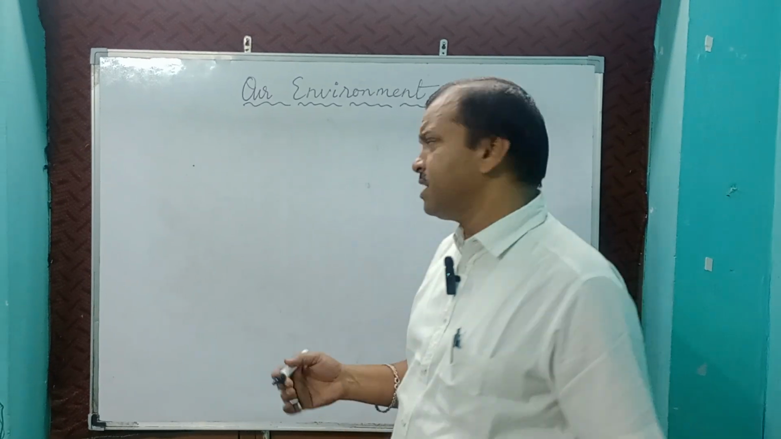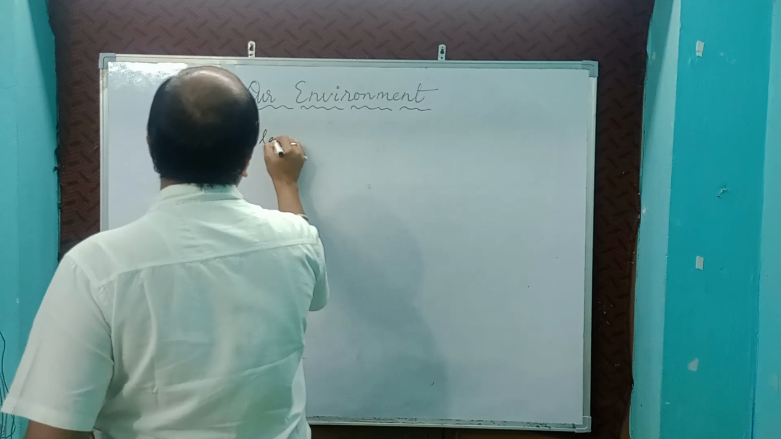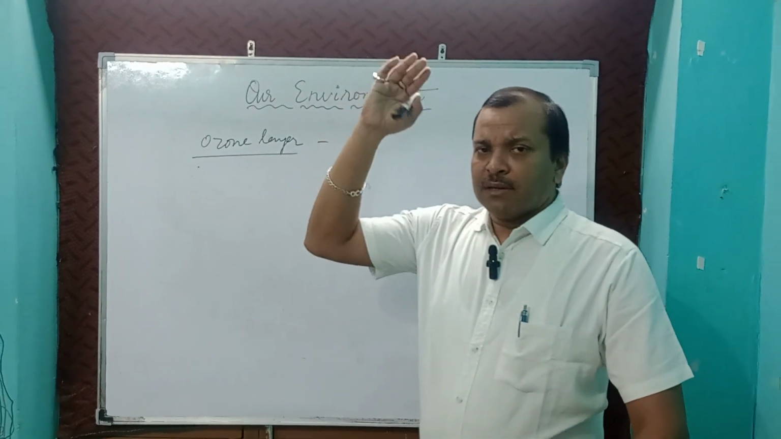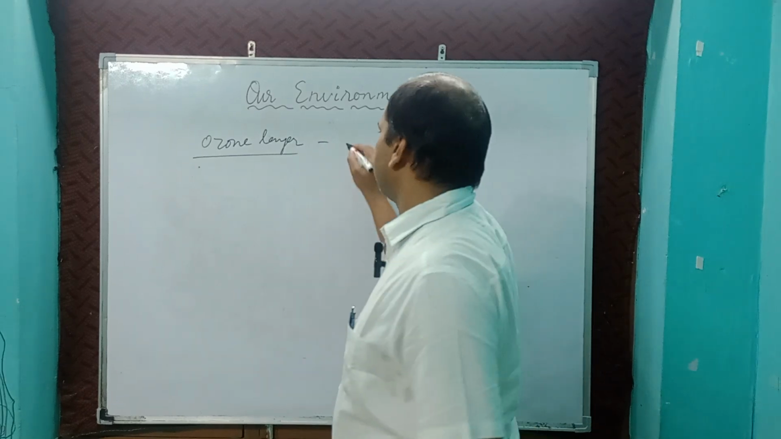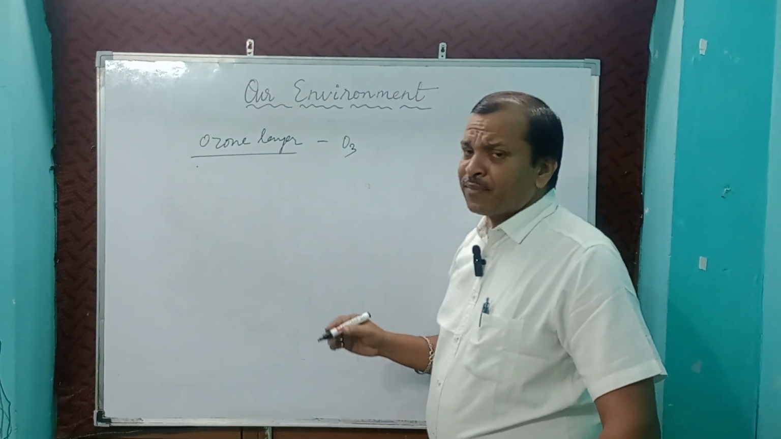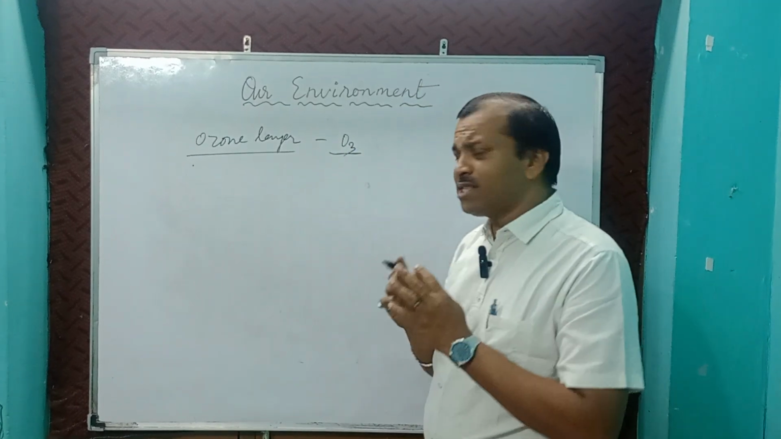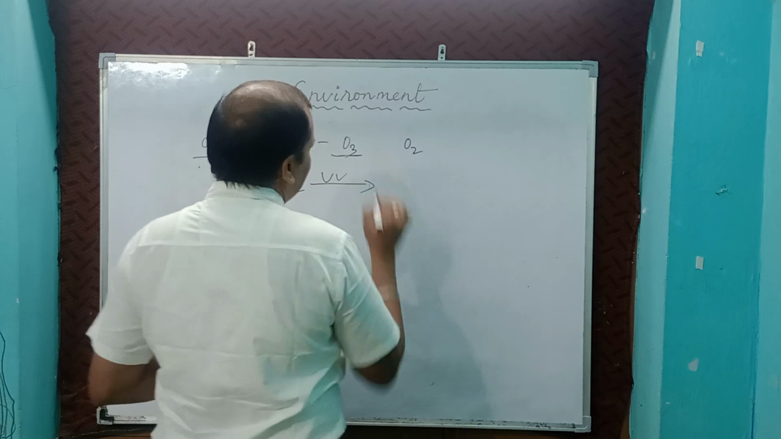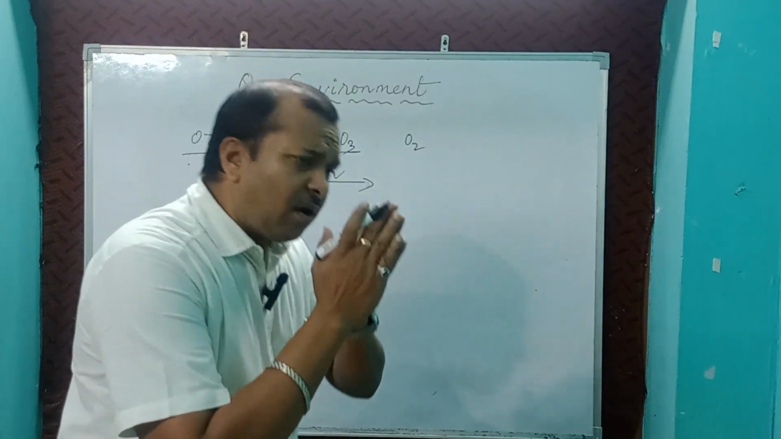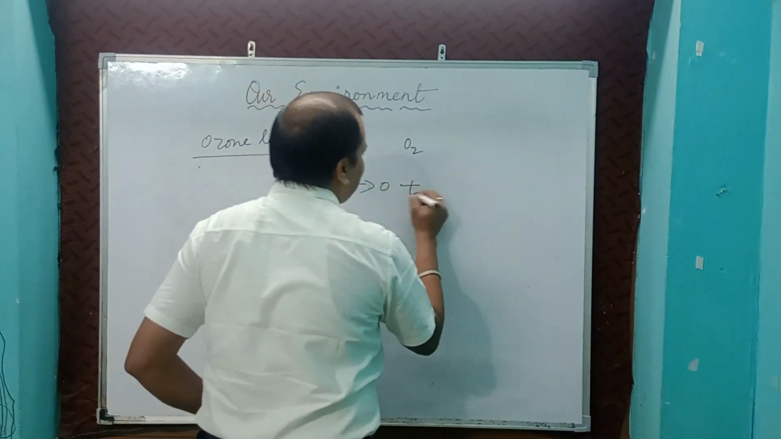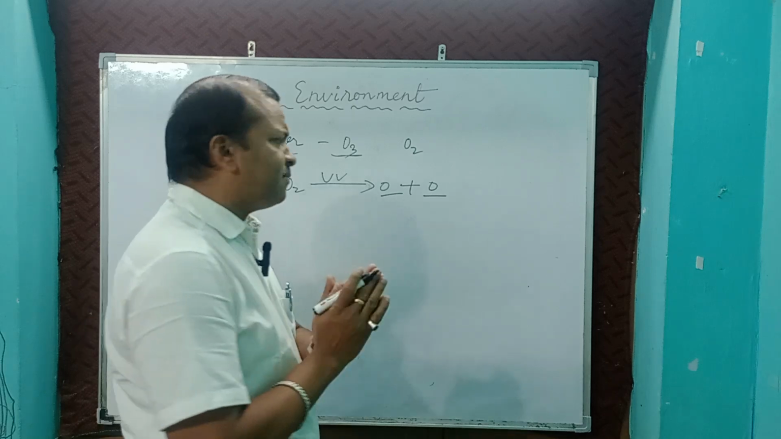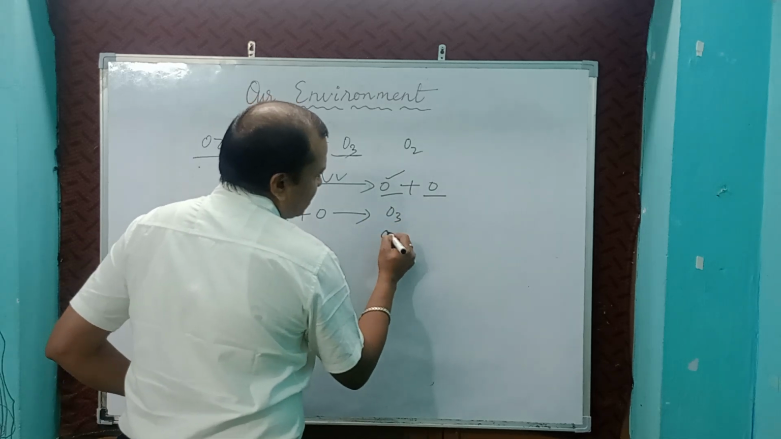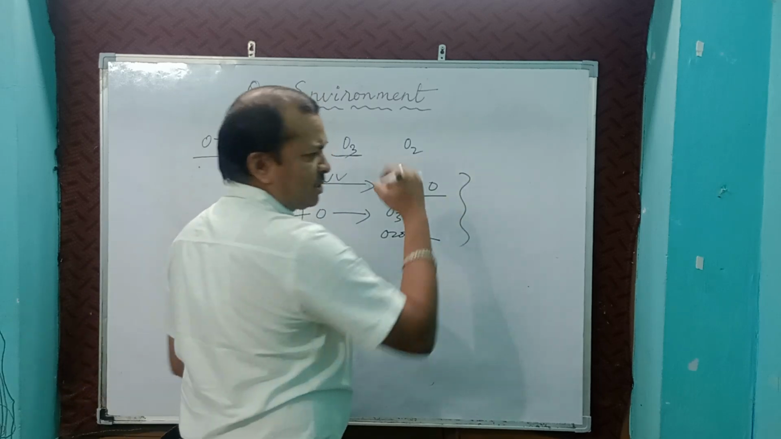Next, another serious question is ozone layer depletion. What is the ozone layer? First we should know what the ozone layer is. The ozone layer is a thin layer on the top of our atmosphere of oxygen, and that is O3. How was the ozone layer formed? We know that the oxygen molecule is O2, but due to UV rays, the molecule of oxygen splits into O and O, oxygen atoms. This oxygen atom again combines with another oxygen molecule to form O3. This is ozone. This is a sure short question.